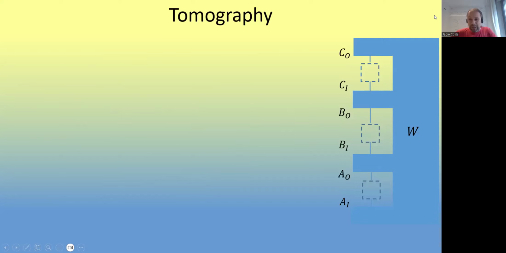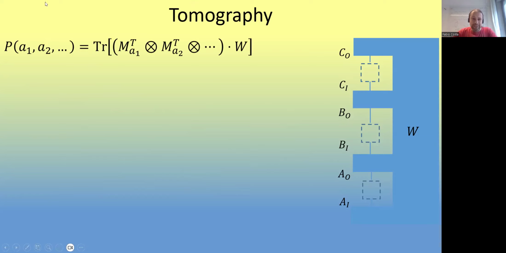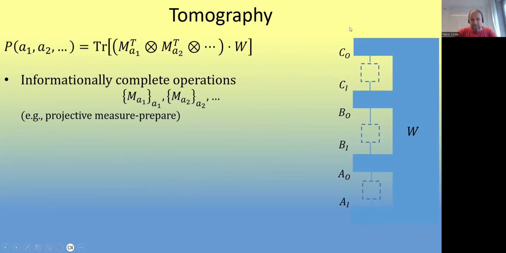And now going back to the idea of tomography, is this the best description of our system over time? And the answer is yes. First of all, as we said, we have this formula for the probabilities, which means for any possible operations we can perform at time 1, time 2, time n, we can calculate the probabilities if we know the process matrix. But the other way around, we can also reconstruct the process matrix from pure measurement.